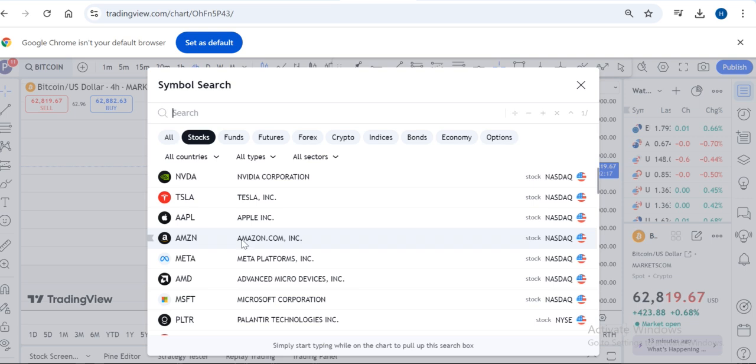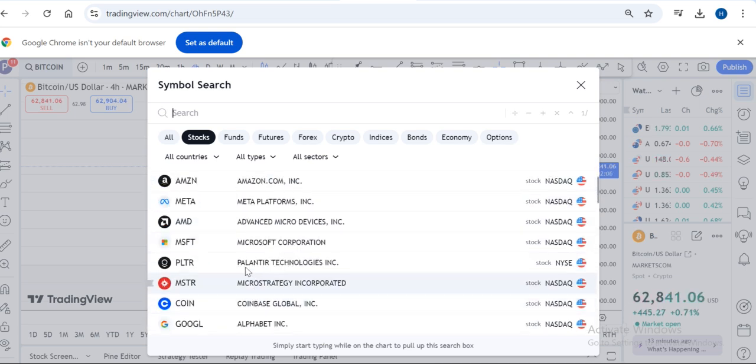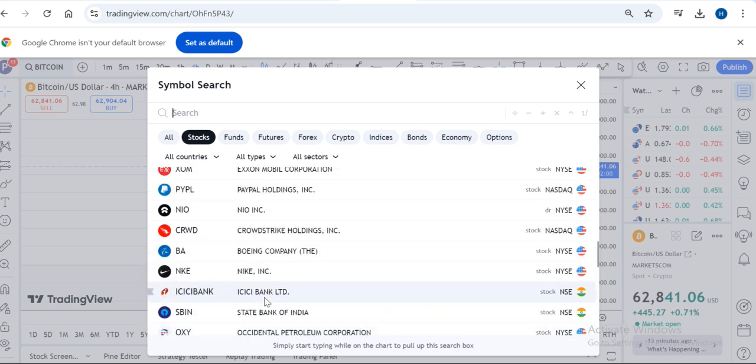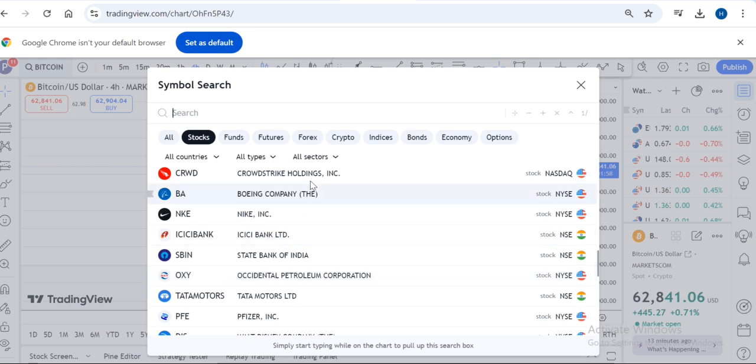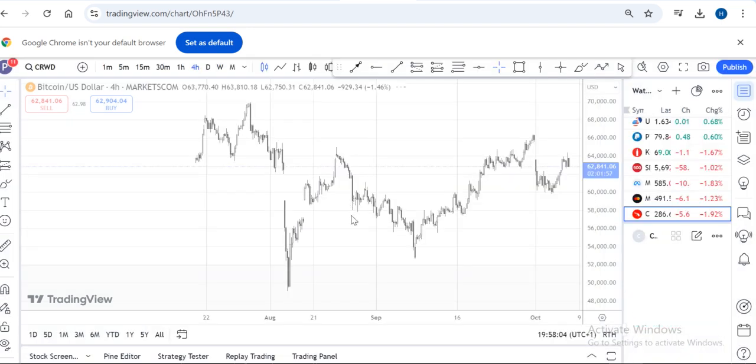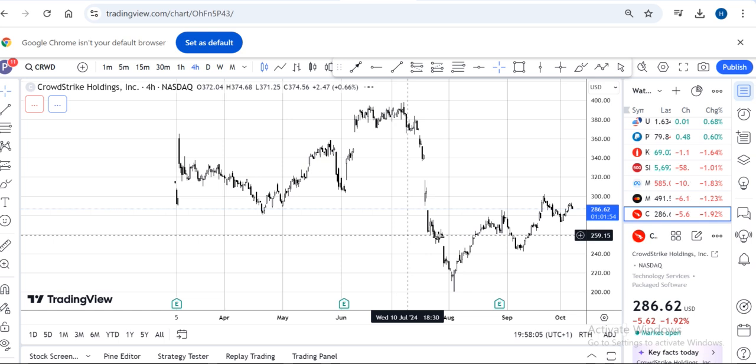If you look at it, you can see Amazon stock, this is Apple stock, this is Tesla stock, this is Nvidia, this is Microsoft stock, then this is Palantir. All these stocks here are stocks I've recently checked. That is why you can see them up here. CrowdStrike is also one of the stocks I've checked recently.